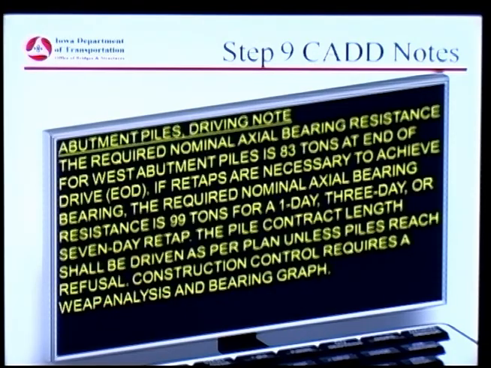And construction control requires a WEEP analysis and a bearing graph. Notice this is now in here. It's not a voluntary thing. It was expected, and these lengths were established based on that understanding. Does that make sense? Any questions with this? Any questions so far? This is a lot of material to kind of take in here.